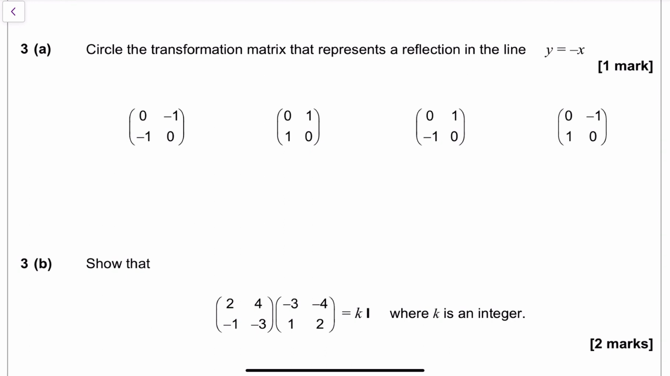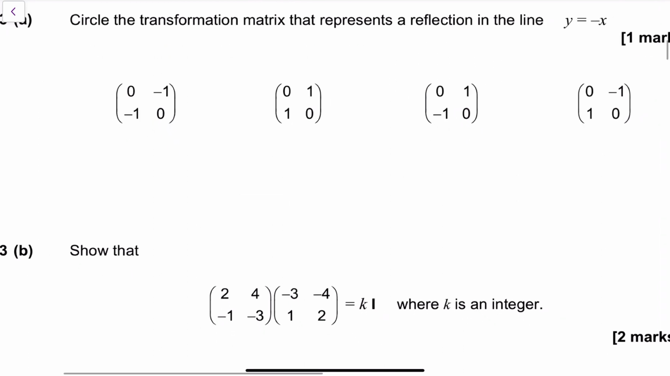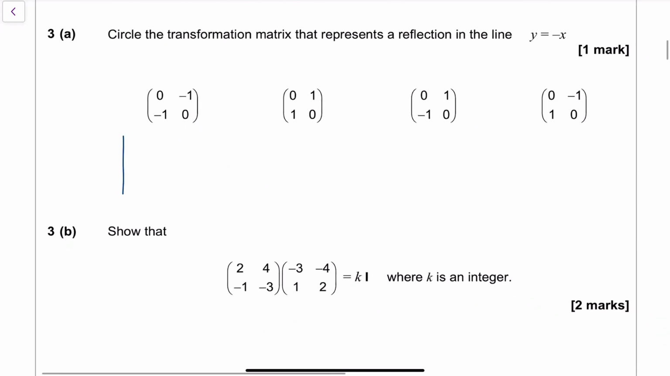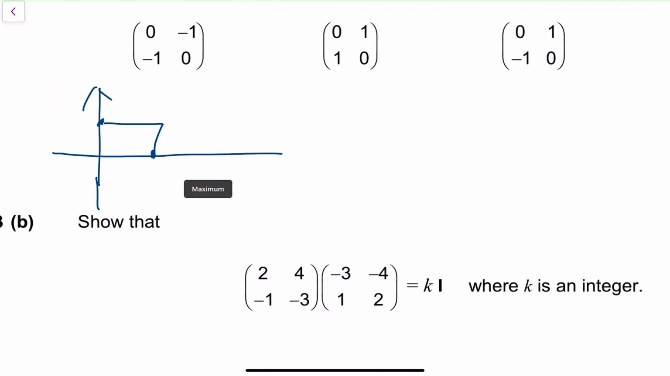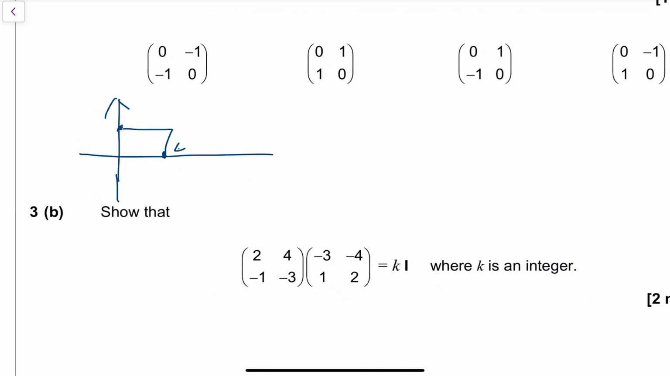Okay, next one says, circle a transformation matrix that represents a reflection in the line y equals minus x. Okay, right. I'm going to look at my unit square for this. I've forgotten these, so I'm going to look at my unit square. Right, so that's my unit square. This is my point 1, 0, and this is my point 0, 1.